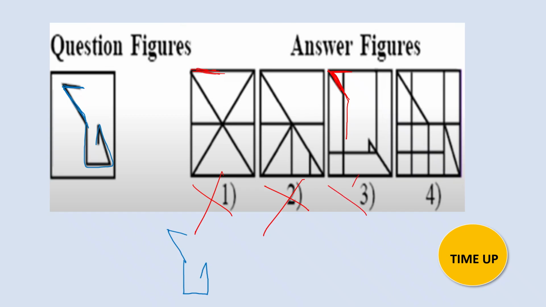Now if you see option 4, you can see the embedded image. See here, it is slanting here, correct? Then it has come downwards, correct? Then here you can see like this. Then here if you see like this and this one. See here, this is your embedded image. This is the exact replica. So option 4 is the correct one.